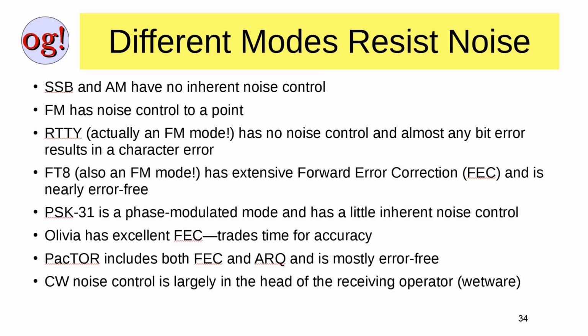So it will be inherently difficult to pick out when you've got those problems. Of course, DNR can help quite a bit. Now, FM has noise control to a point, and then it will be overwhelmed by the noise. But an FM receiver picks the strongest signal.